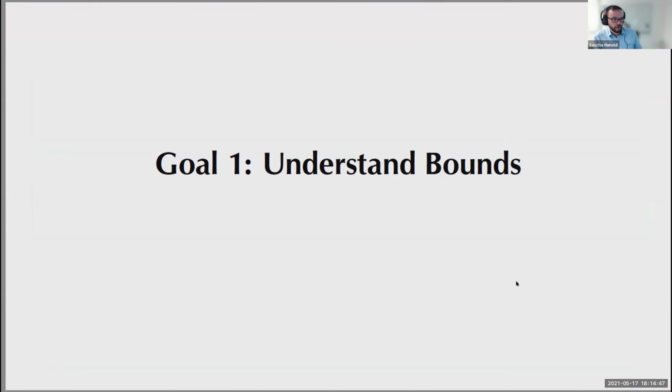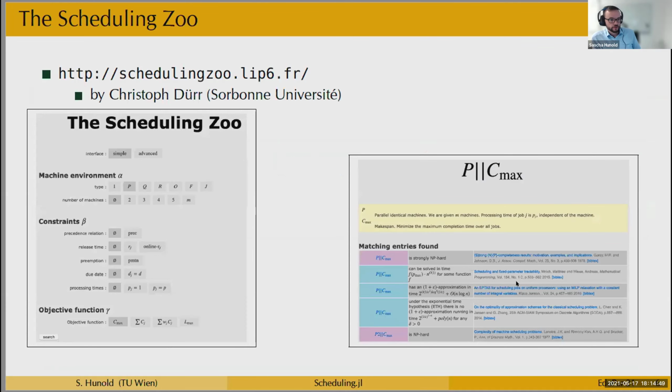So one goal that I had is to understand bounds. What do I mean by this? There's a nice website called the Scheduling Zoo by Christoph Dürr of Sorbonne University in France. If you're interested in any of these scheduling problems, you can just go to this website and choose the problem you're interested in. Maybe you would like to know identical machines, and you want to minimize the makespan. And then it gives you the result here. It tells you all the knowledge. There's more, but I just cut this list of theoretical knowledge that you have for the particular problem.